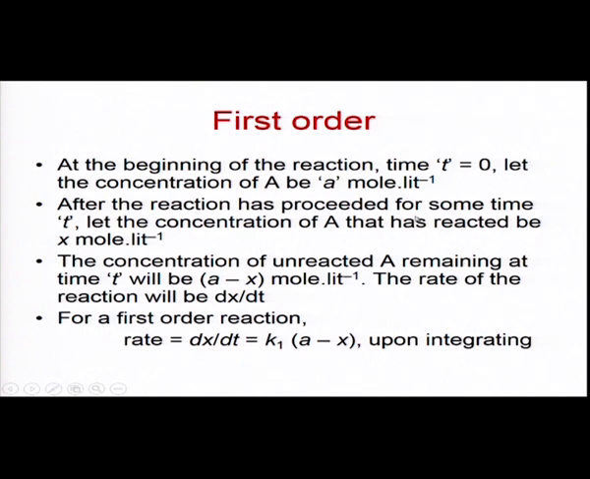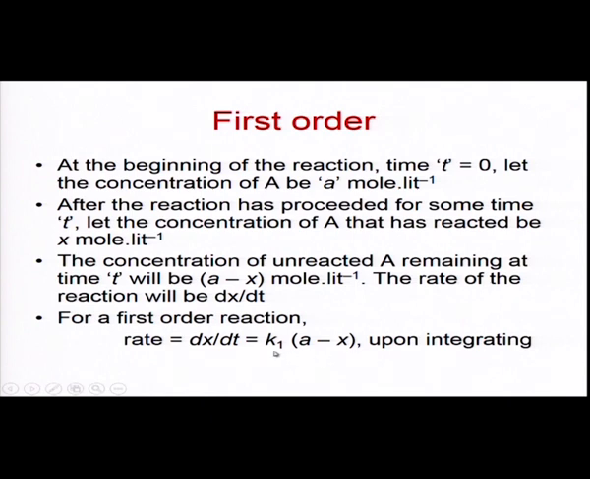After the reaction has proceeded for some time, let us say time t, 5 minutes, maybe 10 minutes, like this, let us say x moles of A have reacted. So, the concentration of the unreacted A remaining at time t will be A, that is the original concentration, minus x moles per liter. So, the rate of the reaction will be dx by dt, the change in concentration. For a first order reaction, the rate is equivalent to dx by dt, which is equivalent to K1 into (A minus x). This is derived from the rate equation as before.